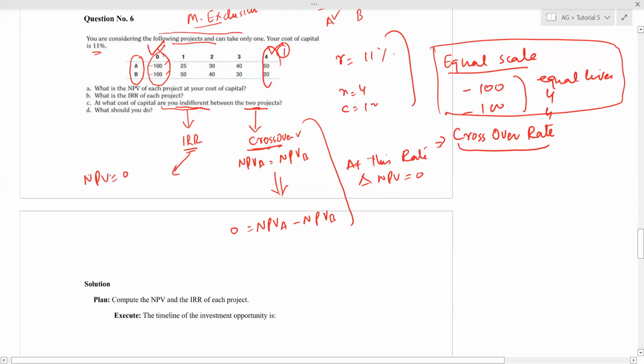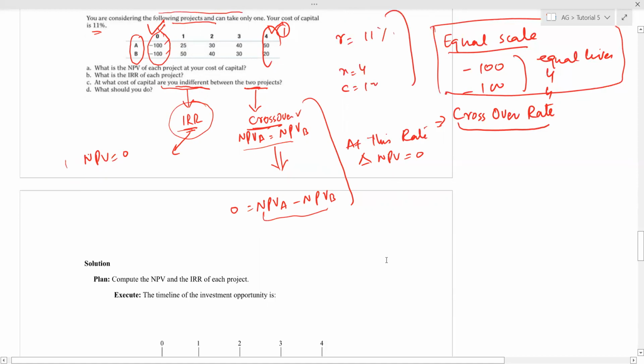Okay, so if I ask you what is the difference between IRR and crossover rate, IRR normally talks about only one project, but crossover rate talks about two projects. At IRR, we are talking about just the NPV, but in crossover, we are calling it the difference between NPVs of the two projects. Okay, so this you should remember.